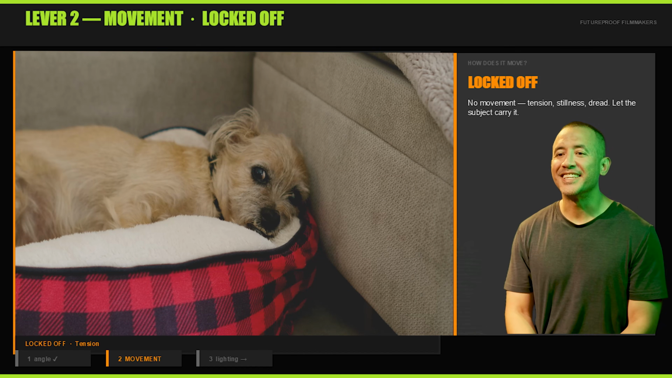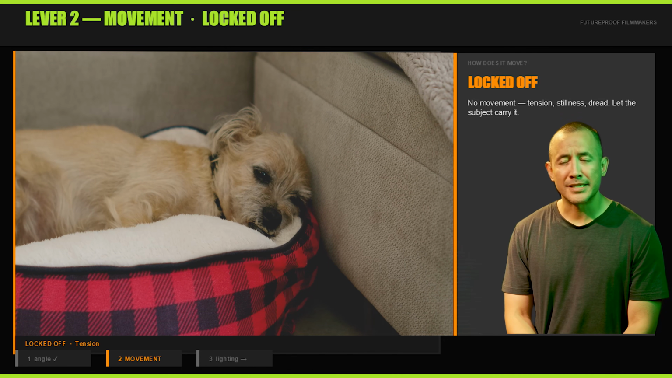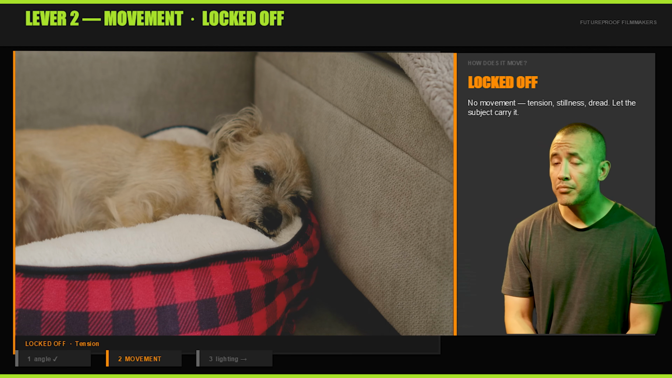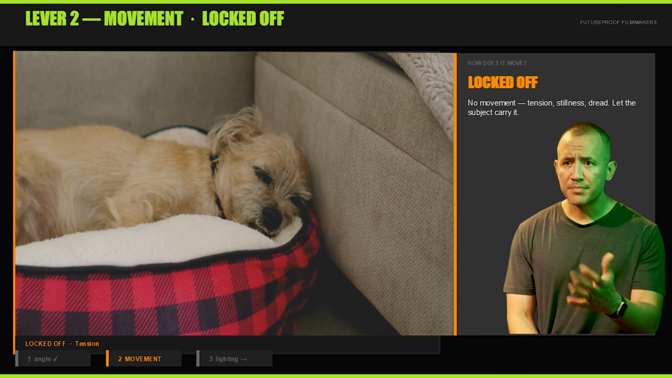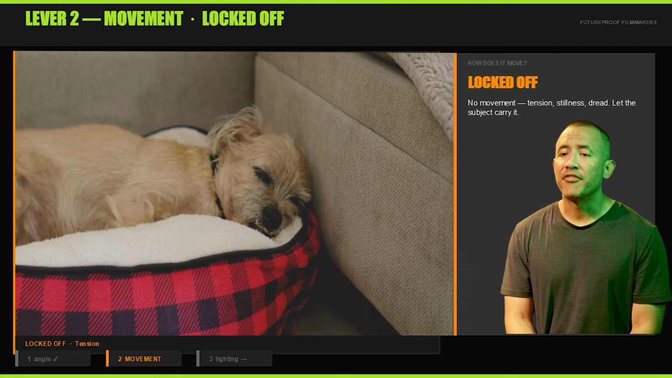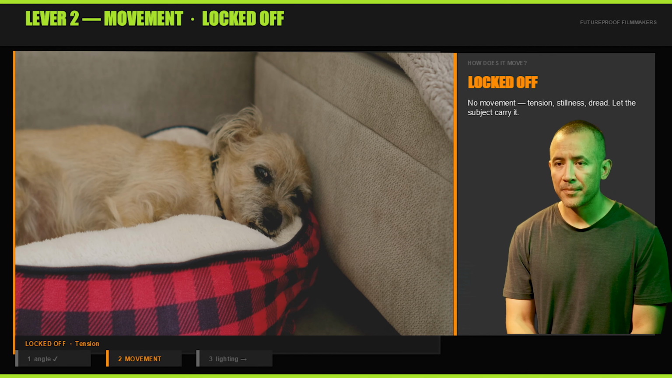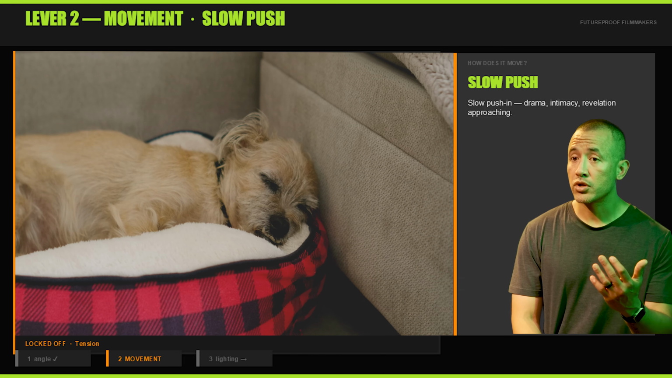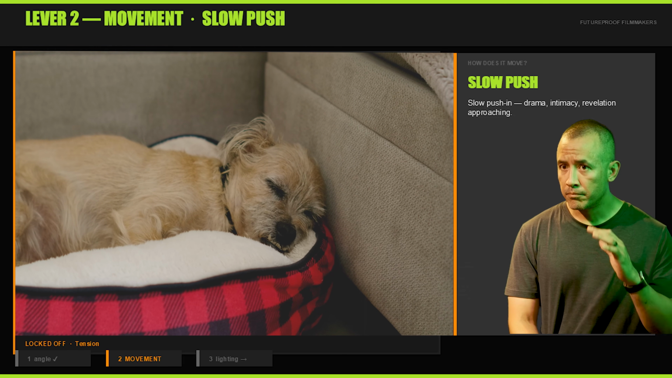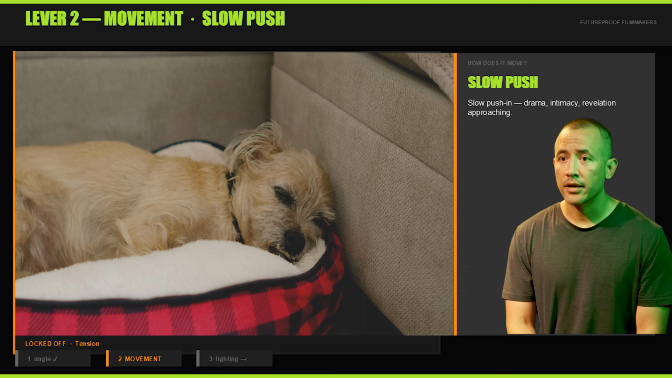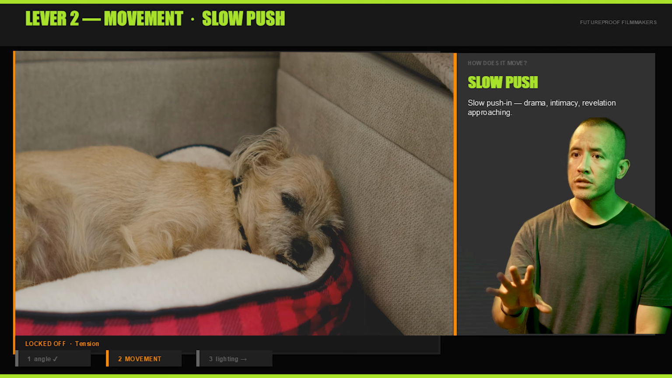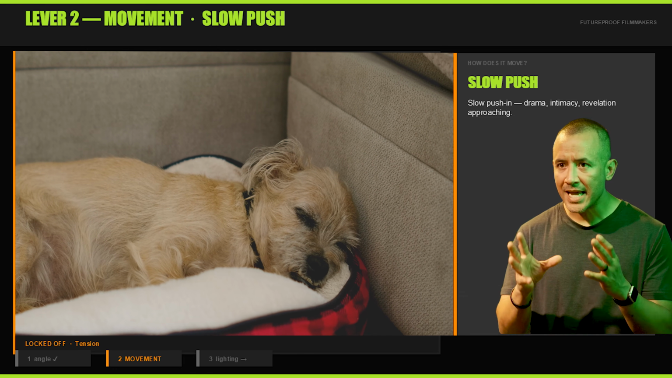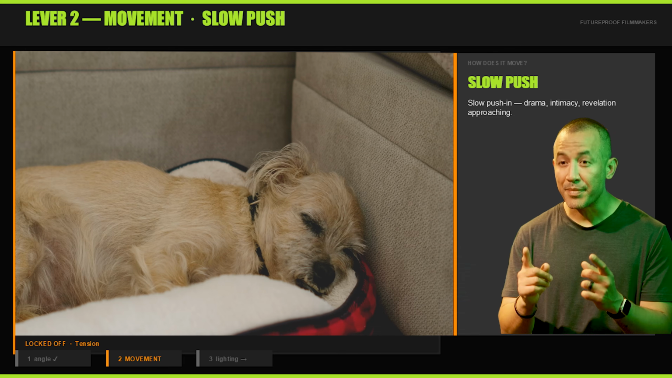The first is locked off. Static or tripod is another way of using that term. It's simple, no movement. This builds tension. The frame is holding its breath. Next is the slow push in. You could also pull out, but in this one, we're going to be pushing in. The camera drifts towards the subject. That's drama, that's intimacy. That's telling the audience something is about to matter.